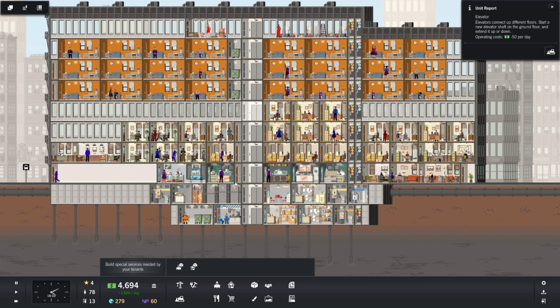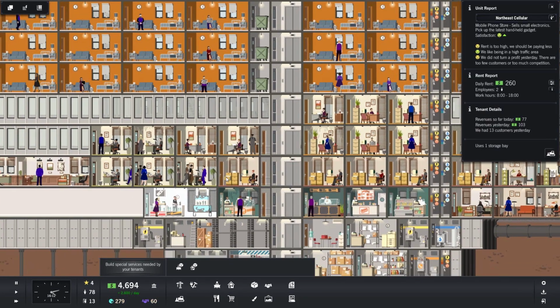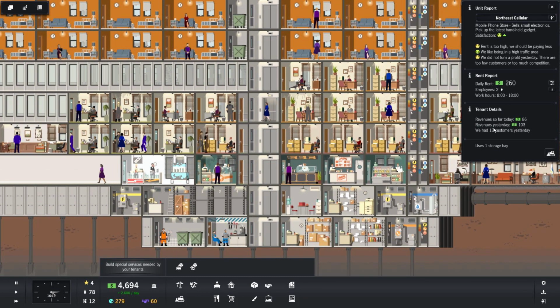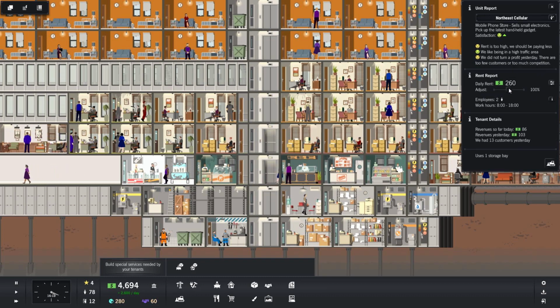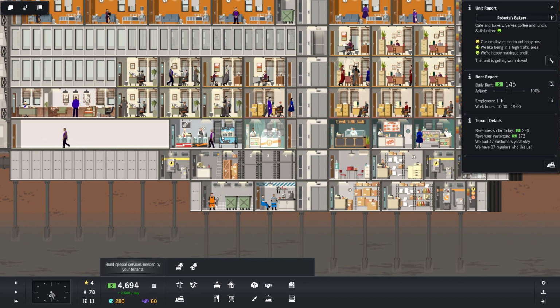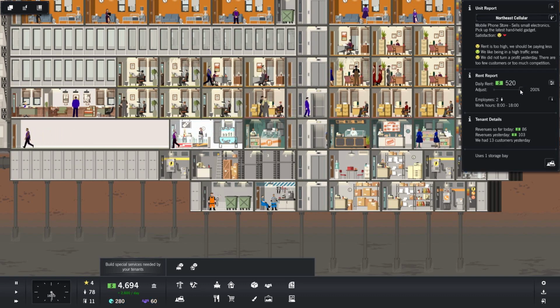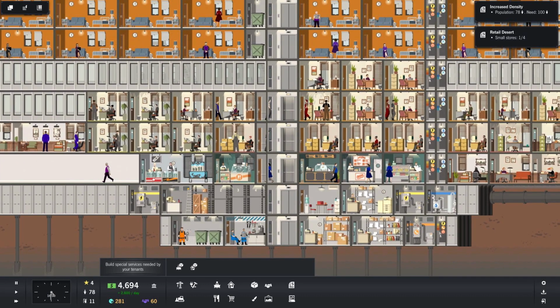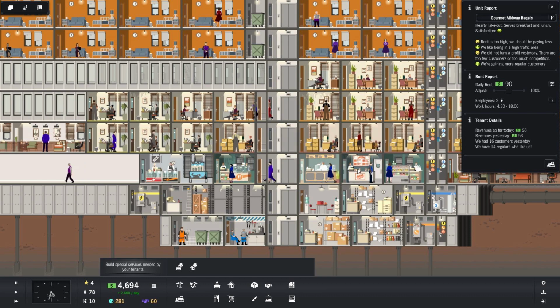Generally, when a tenant is not happy, they will show a little unhappy face. Like, if I crank the rent up, where do we have the rent report right here? We can adjust the rent, charge them more. Right now, they think rent is already too high. And if we turn it up too high, at 520, they might actually decide that they want to leave. No, they're still not trying to leave. Okay, we have to find somebody a little bit more unhappy, I guess, to make them leave.